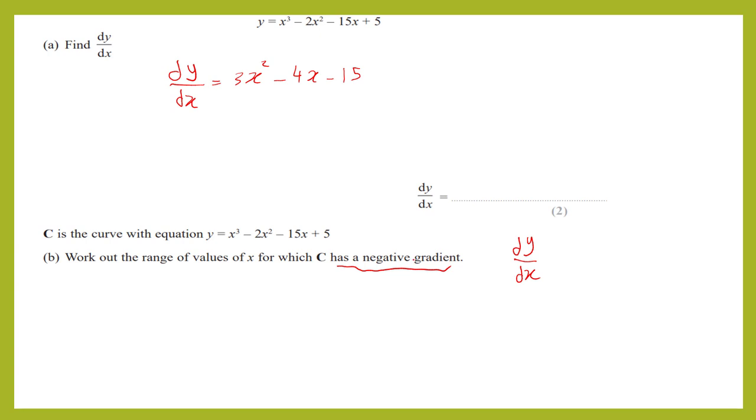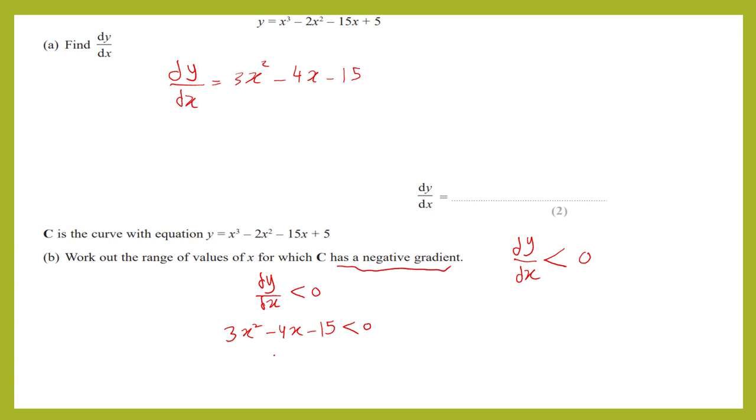And we don't have the value of x to replace it in here, so we get the gradient. But it's a negative gradient. Negative gradient is when dy by dx is less than 0. So this part means dy by dx is less than 0. So let's take dy by dx and make it less than 0, and solve an inequality to find the range of x values. The derivative was 3x squared minus 4x minus 15 less than 0.